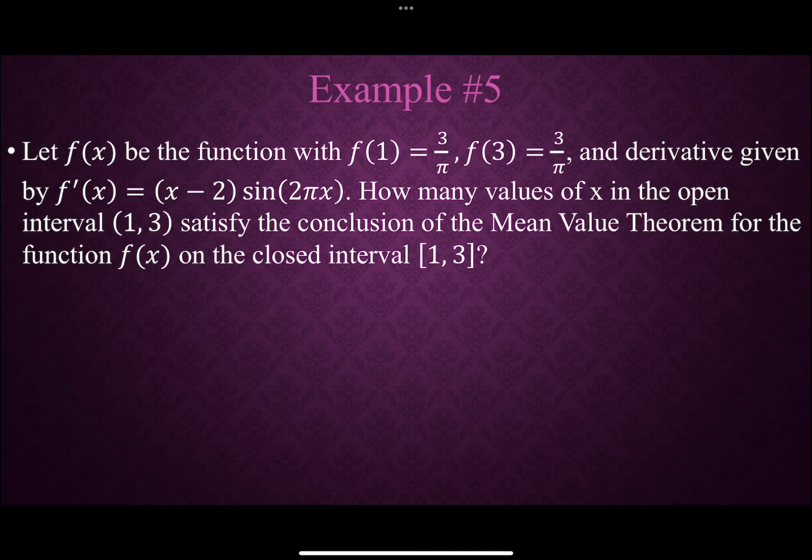So we go ahead and find our average rate of change. f of 3 is 3 over pi, f of 1 is also 3 over pi, and we get 0 for the average rate of change. So we want to know how many times the instantaneous rate of change, this derivative here, equals 0. So you're going to graph this. You can take out your calculator and graph x minus 2 in parentheses times sine of 2 pi x. Make sure you're in radians mode, and change your window.